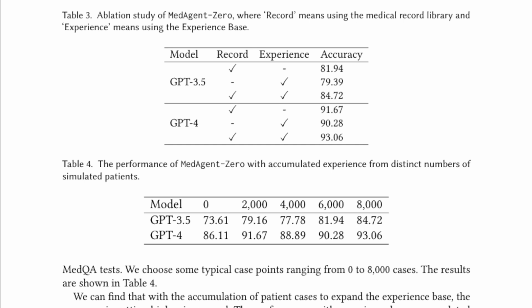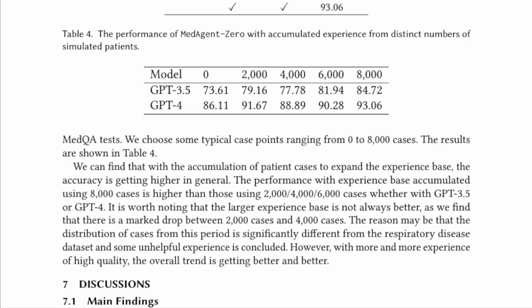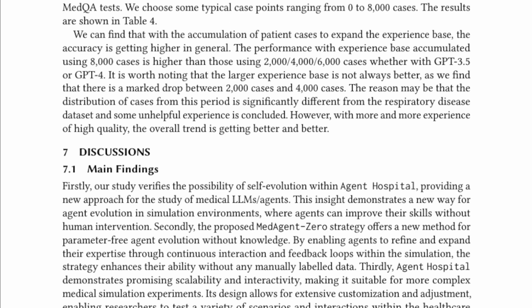The performance of MedAgent 0 with accumulated experience from distinct numbers of simulated patients. We choose some typical case points ranging from 0 to 8,000 cases. The results are shown in Table 4. We can find that with the accumulation of patient cases to expand the experience base, the accuracy is getting higher in general. The performance with experience base accumulated using 8,000 cases is higher than those using 2,000, 4,000, or 6,000 cases, whether with GPT 3.5 or GPT 4.